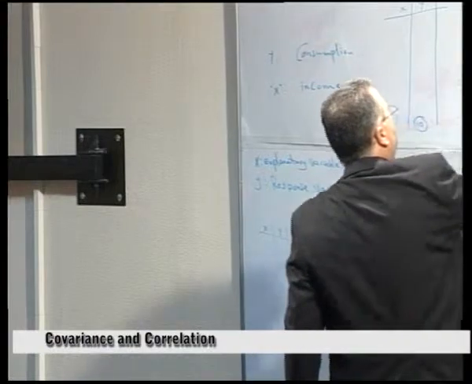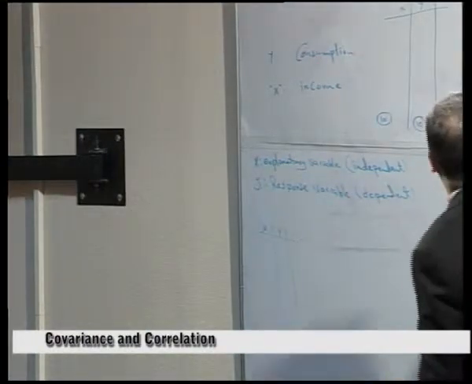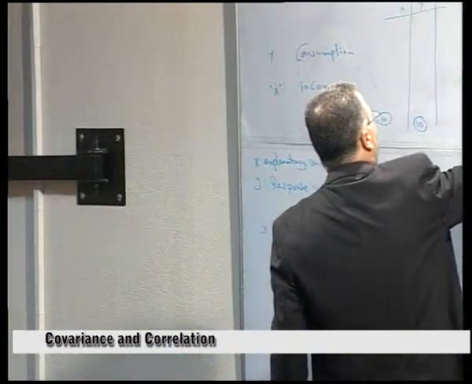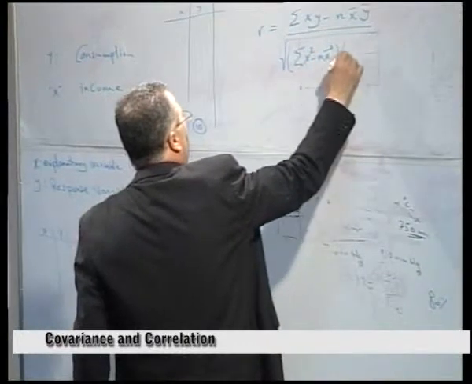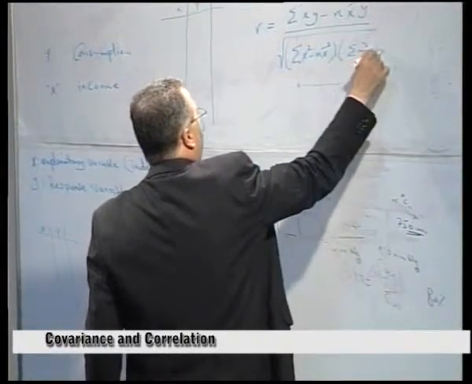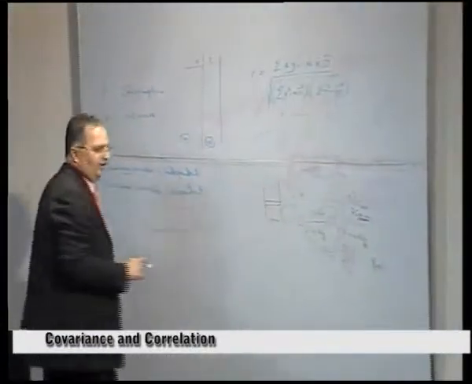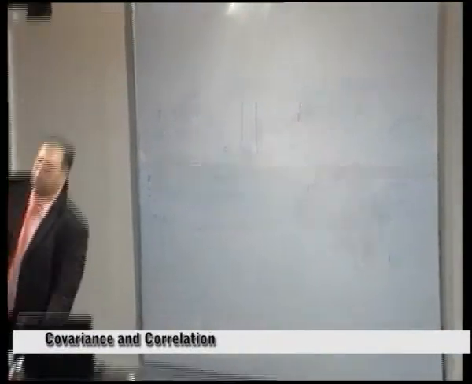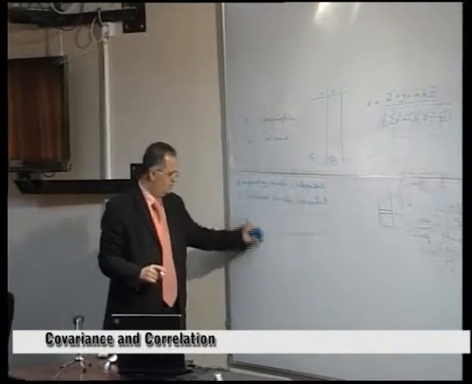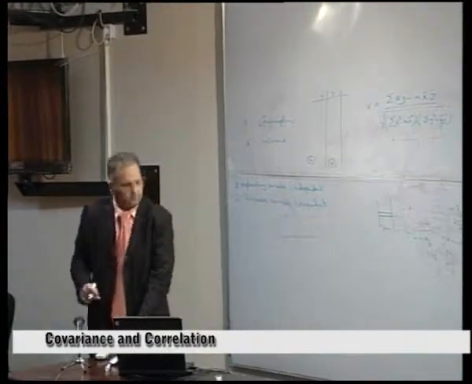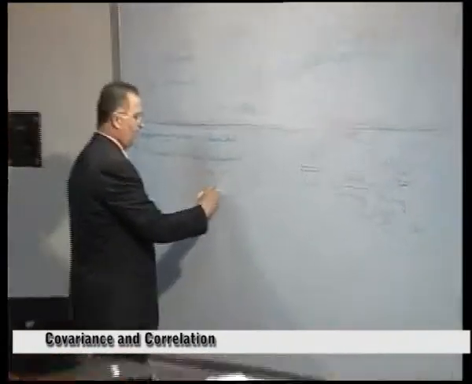minus n times x bar y bar, divided by the square root of two quantities. The first one, sum of x squared minus n x bar squared. The other one, sum of y squared minus n y bar squared. So the first step we have to do is to find the mean for each of x and y. So first step, compute x bar and y bar.